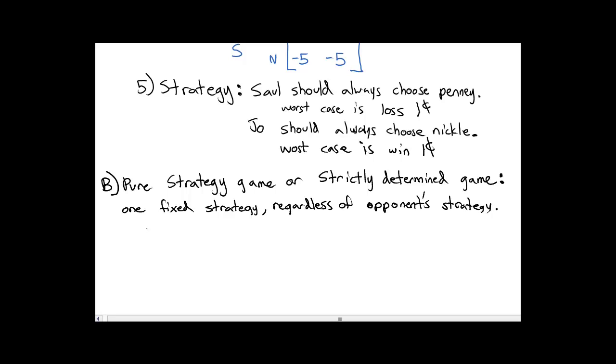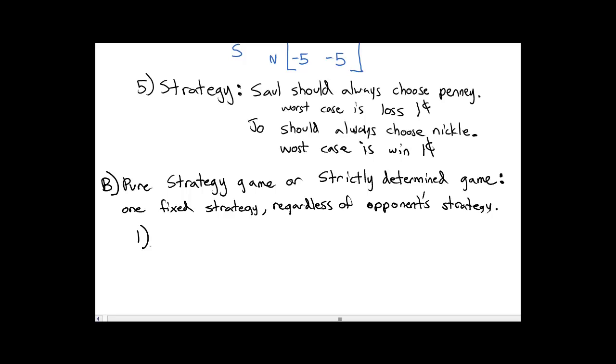So how do we find the best strategy? Well, here's what we do. What we want to do is find the worst case scenario for the row and column player. Because if you prepare against the worst case scenario, you will be able to create a best case scenario for yourself. So that's going to be our strategy.